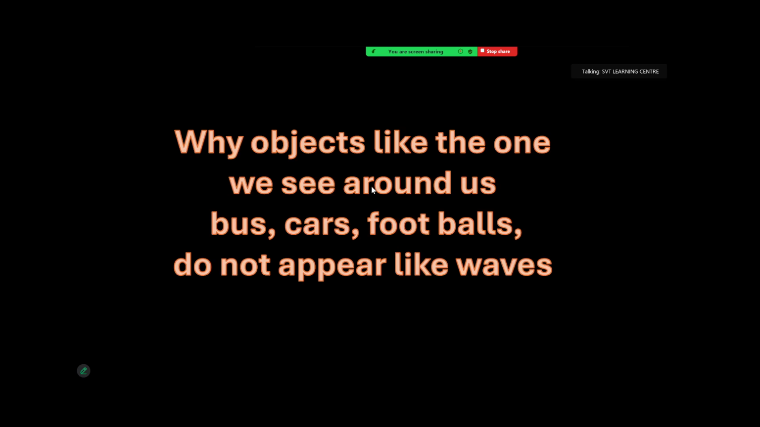Now, the big question is why objects like the ones we see around us, like for instance you, me, the bus, the car, the football, or even one grain of salt, don't appear like waves, correct? Our idea of a wave is something which travels in space, and this looks entirely different.